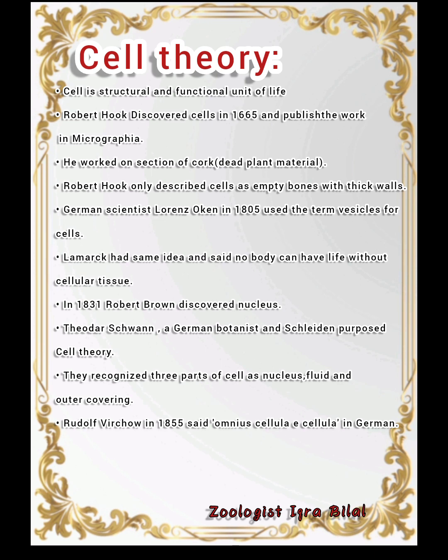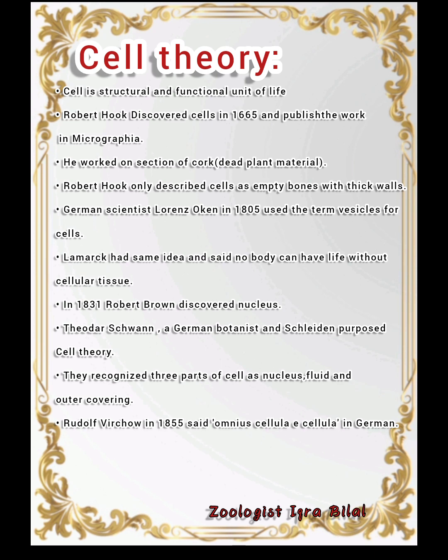German scientist Lorenz Oken in 1805 used the term vesicles for cells. Lamarck had the same idea and said no body can have life without cellular tissue. In 1831, Robert Brown discovered the nucleus. Theodor Schwann, a German zoologist, and Schleiden, a German botanist, proposed cell theory. If we are asked who proposed cell theory, these two names are to be kept in mind. They recognized 3 parts of a cell: nucleus, fluid, and outer covering. Fluid means cytoplasm and outer covering means plasma membrane or cell membrane.